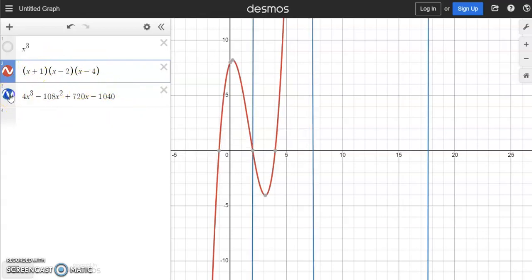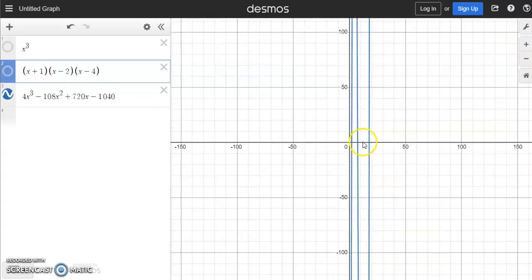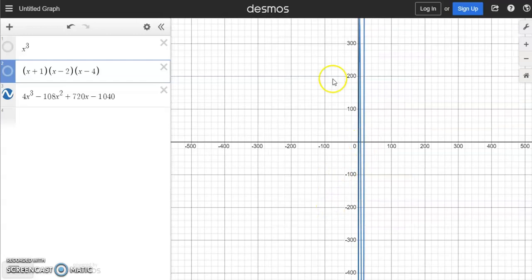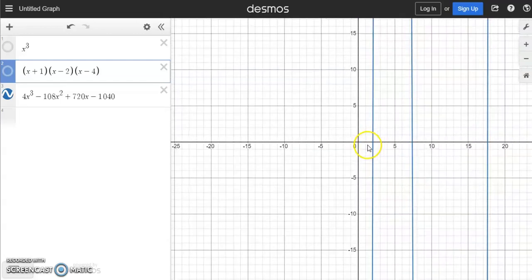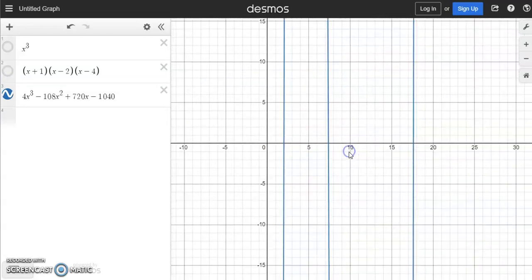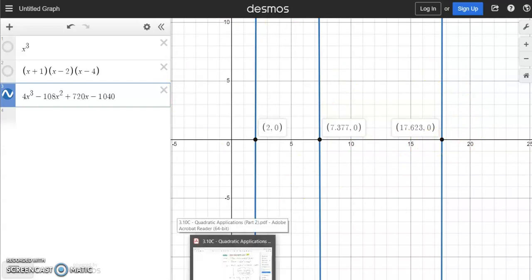And so if I graph this guy, it's huge. I'm going to have to zoom out just for you to see the shape of the graph. I don't really care too much about the shape. What I care about are the intercepts. So the x-intercepts are 2, 7.4, and 17.6. So you can use graphing technology to solve if you're really stuck as well.